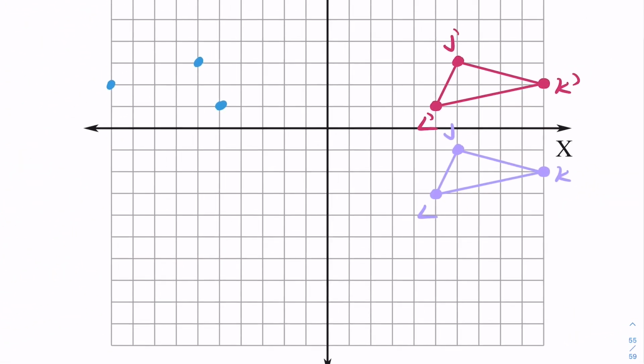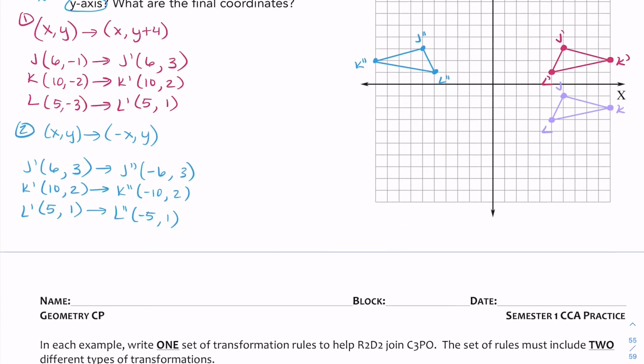Yep. So we have L double prime. We have J double prime. We have K double prime. And that's our answer for final coordinates.